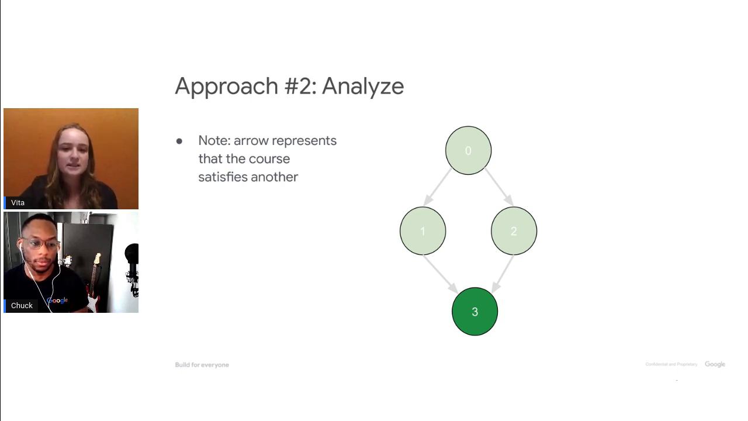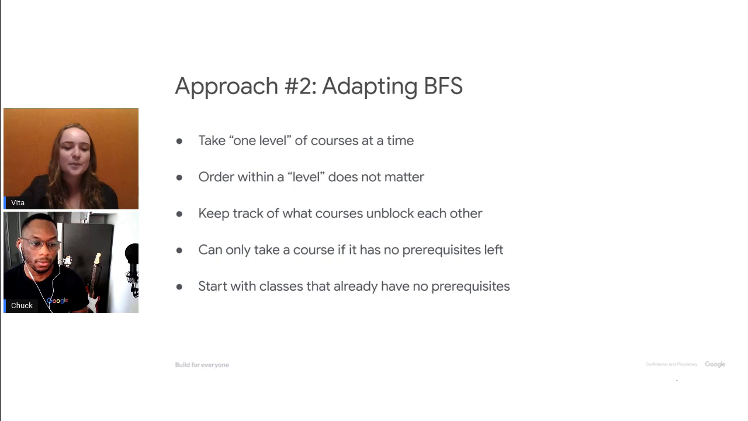Just looking at this example, I noticed that I'm going down by levels. I started at the top level, took 0, then I got to this middle level where it didn't matter if I took 1 or 2, and then I got to the last one. So this immediately is making me think this looks a little bit like BFS. But I know that we're going to need to adapt it. So talking through what I visualized and putting it into a more concrete example, I need to take one level of courses at a time, and the order within a level doesn't matter.